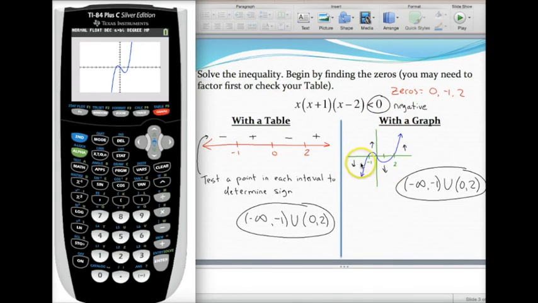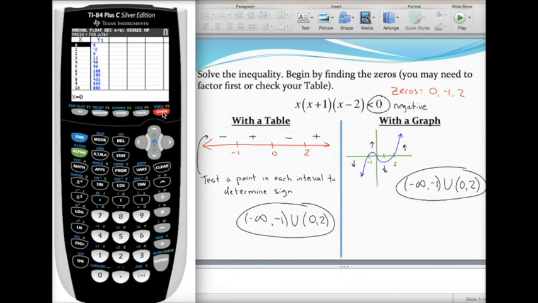So from negative infinity to negative 1 is one of my intervals. Notice I included parentheses because I didn't want to be equal to 0. At negative 1, the graph is 0. So I have parentheses because I don't want to be equal to it. In addition to that, that's what the U is for, union. Between 0 and 2, the graph was also below the x-axis. So there's a way to use your graph, but there's a way to use your table as well. So let's go ahead and switch over and take a look at the table.